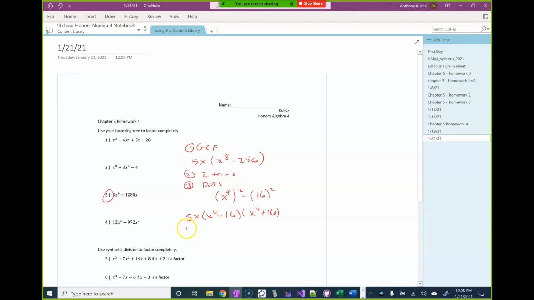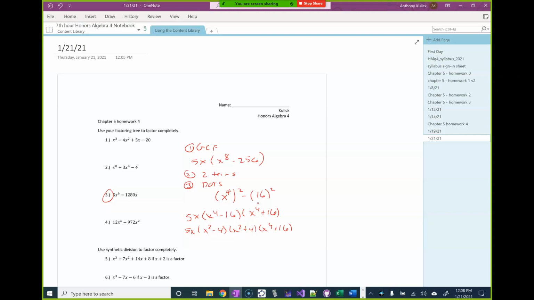x to the 4th minus 16 is also a difference of 2 squares: x squared minus 4 and x squared plus 4. And x to the 4th plus 16 isn't a difference of 2 squares because it's addition. And it can't be a sum or difference of 2 cubes because the exponent isn't divisible by 3. So that one can't change.